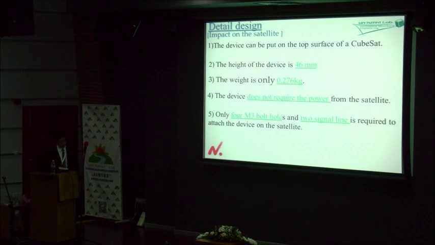Next, impact on satellite. The proposed device meets this requirement. The device can be put on the top surface of a CubeSat. The height of the device is 46 mm. The weight is only 0.276 kg. The device does not require power from the satellite. Only the MCD board and 2 signals are required to attach the device to the satellite.